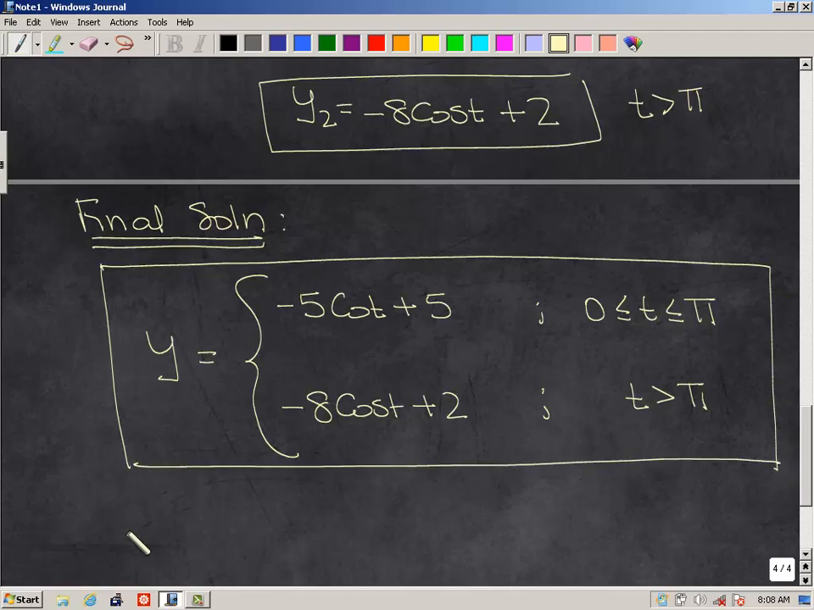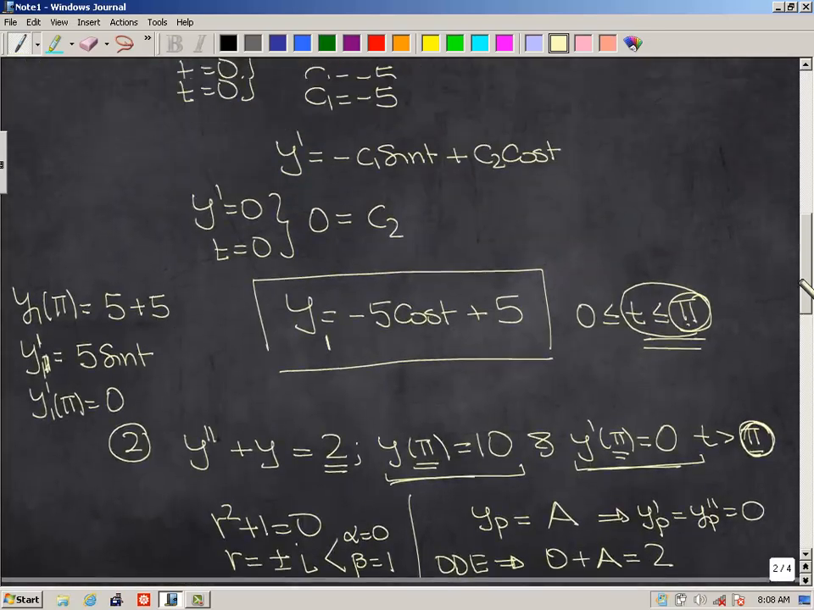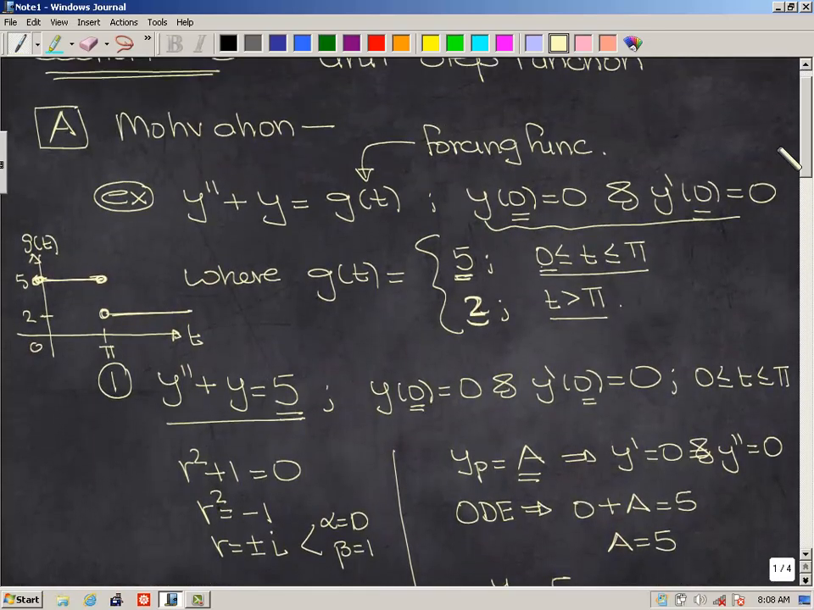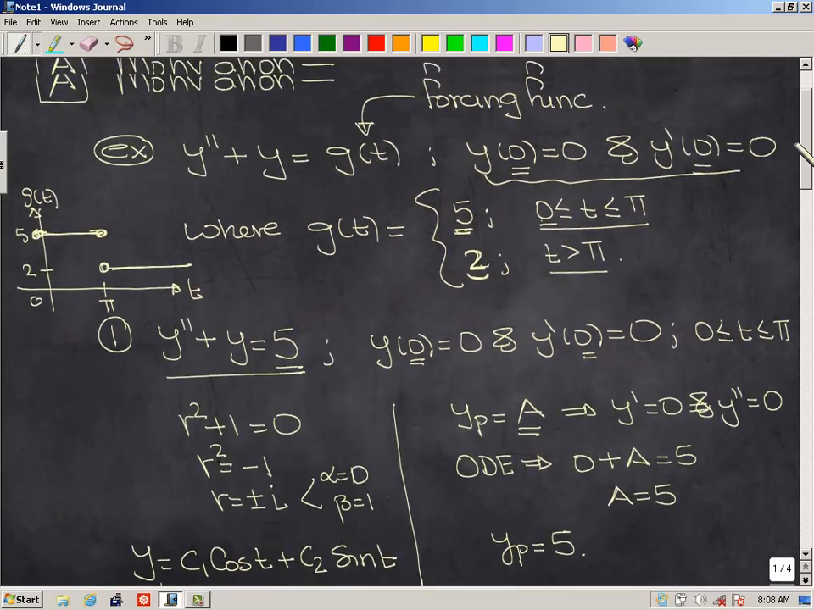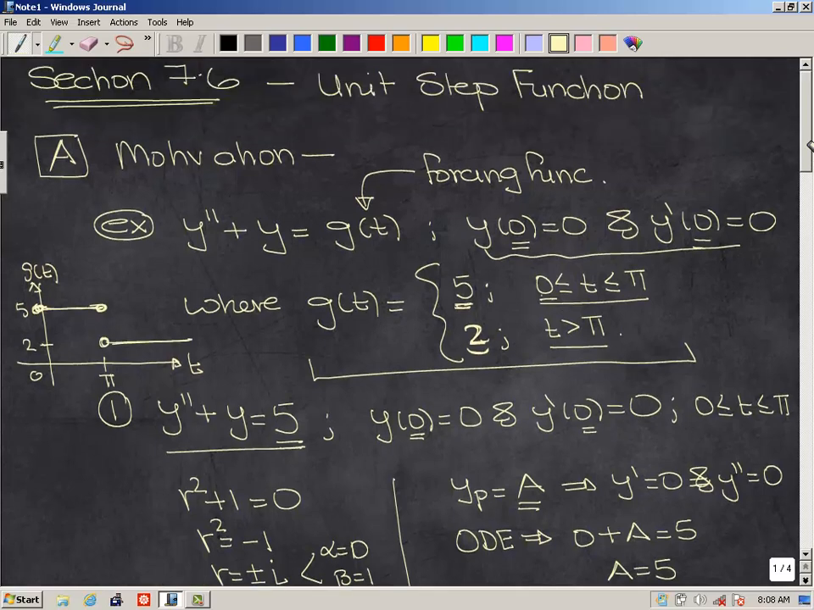Now, this was an easy problem, but we still had to go through a lot of work for this. This was the easiest problem I could pick. All right. One of the cool things about Laplace transforms is it's going to let us do these problems where the forcing function is discontinuous in a really efficient way using the idea of step functions. So that's where the step functions come in. Okay. They'll make doing problems like this extremely easy.